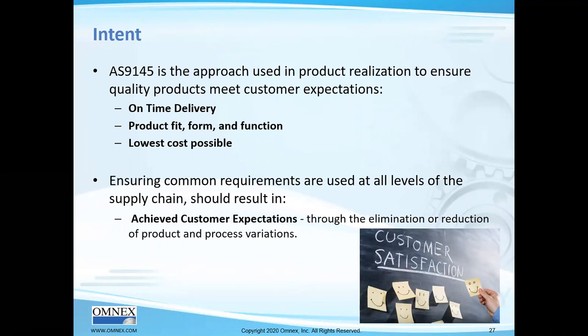So ensuring the common requirements are used at all levels of the supply chain can also help you make sure you're achieving those customer expectations. This is all done through eliminating or reducing the product and process variations. Because at the end of the day, what's our biggest thing? We've got to keep the customer happy. So that's what the intent of 9145 is.